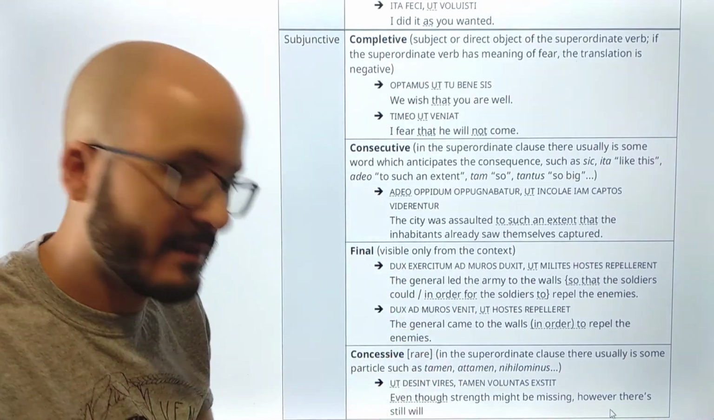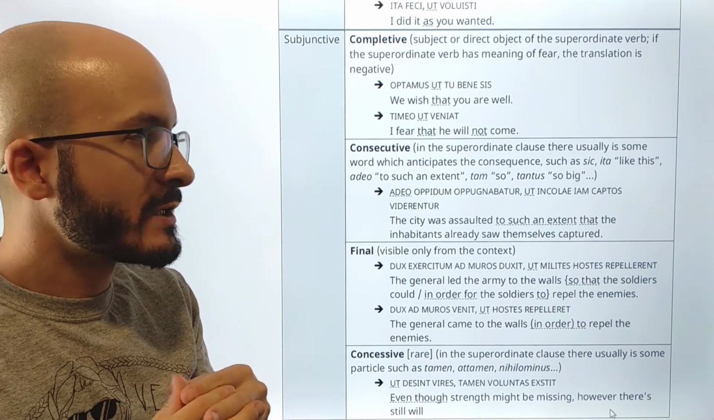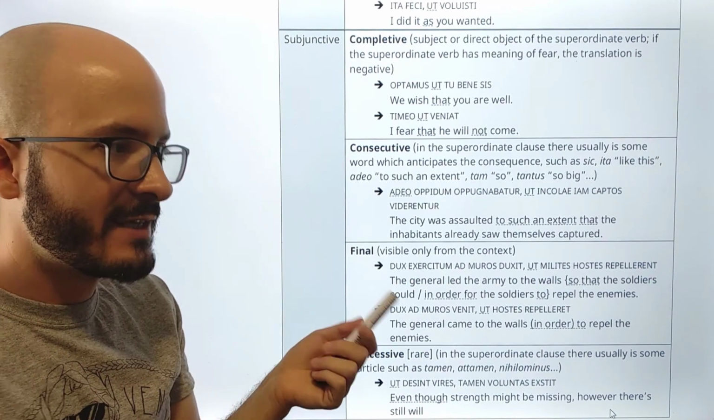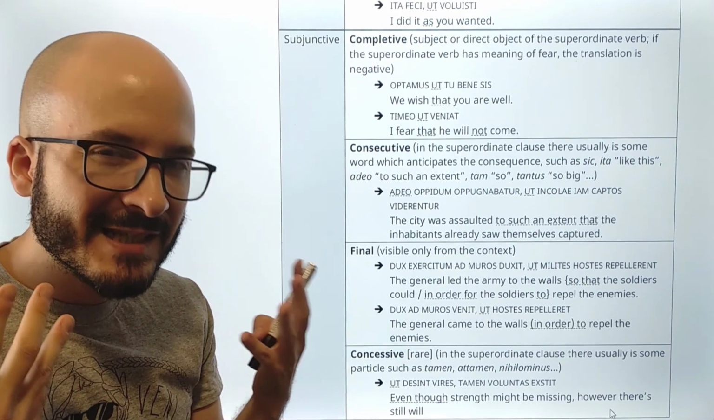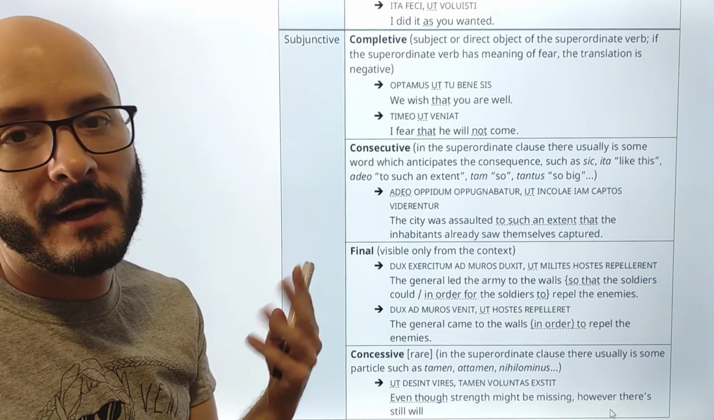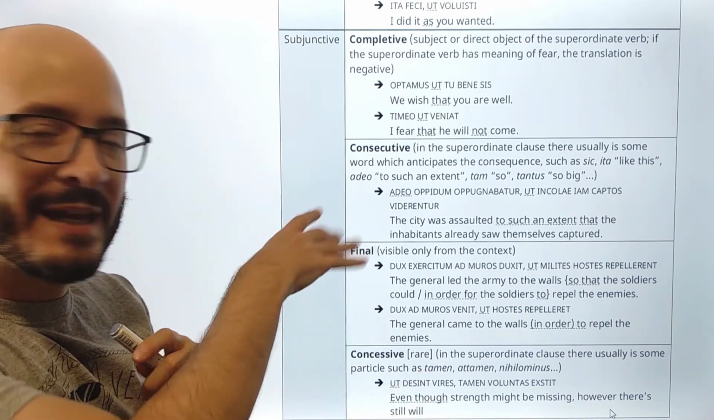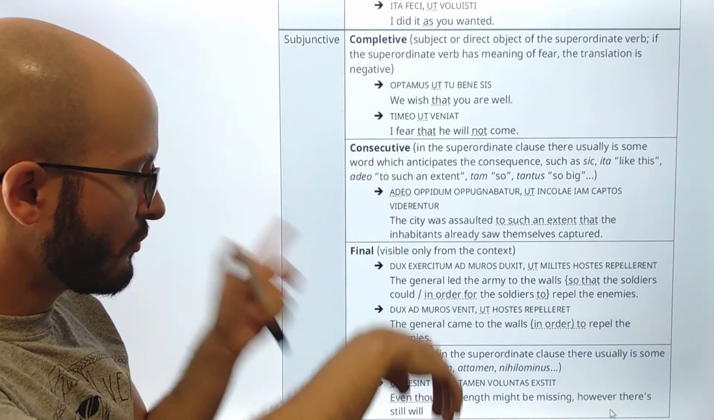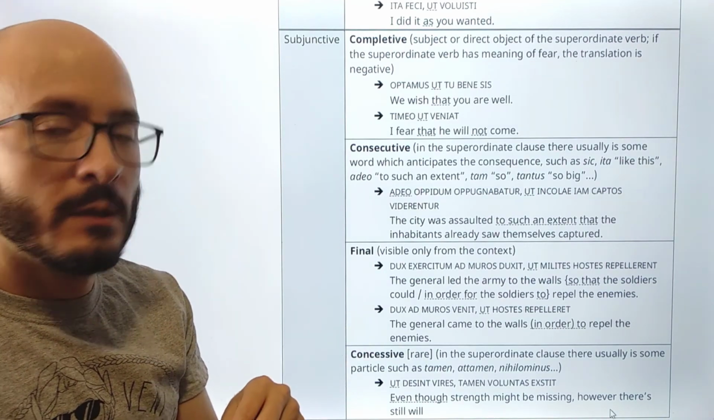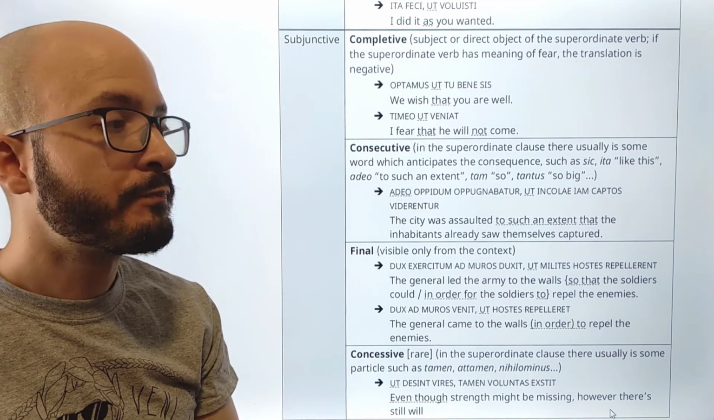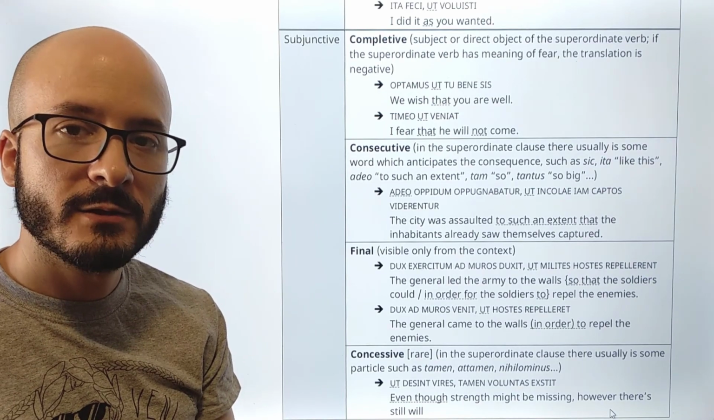And that's it. Of course, I know that this is a dense class, this and also the previous class with cum. Both of them are quite dense, a lot of information, a lot of grammar, with many terms like consecutive, final, concessive, etc. that you might not know from before. Well, that's why we are here. So nothing, let's go and practice.